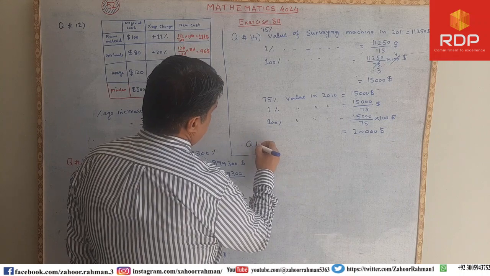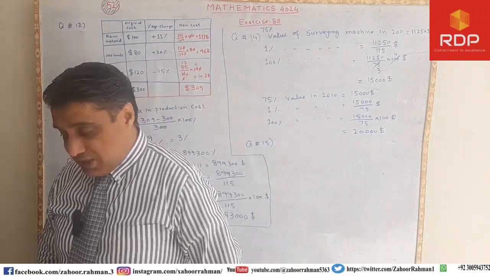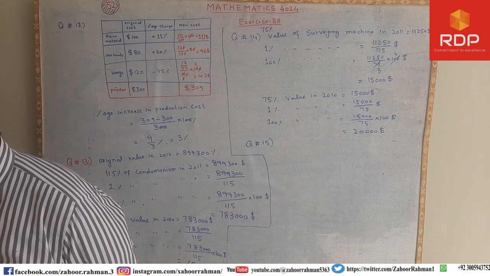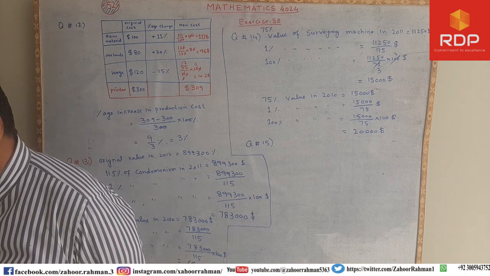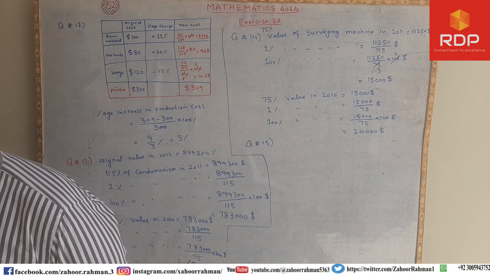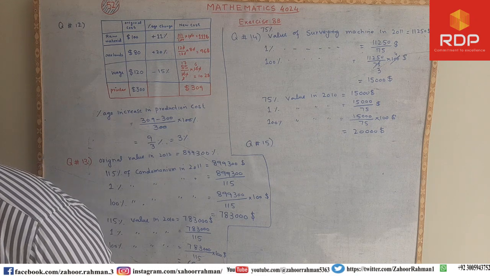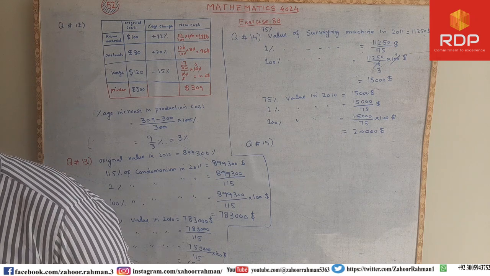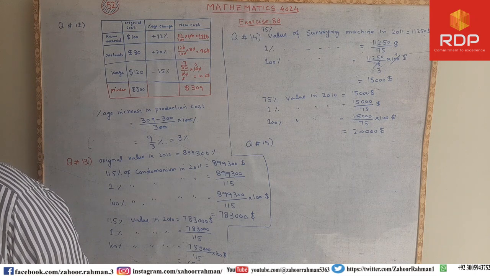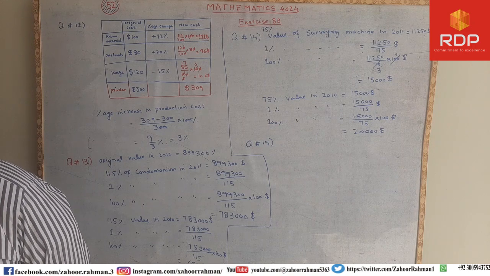So now we are turning our focus to question number 15. Question number 15 is saying the value of an investment portfolio decreased by 8% in 2010. In 2011, its value increased by 5% of its value in 2010. Given that the value of the portfolio at the end of 2011 was $61,824. Find its original value.